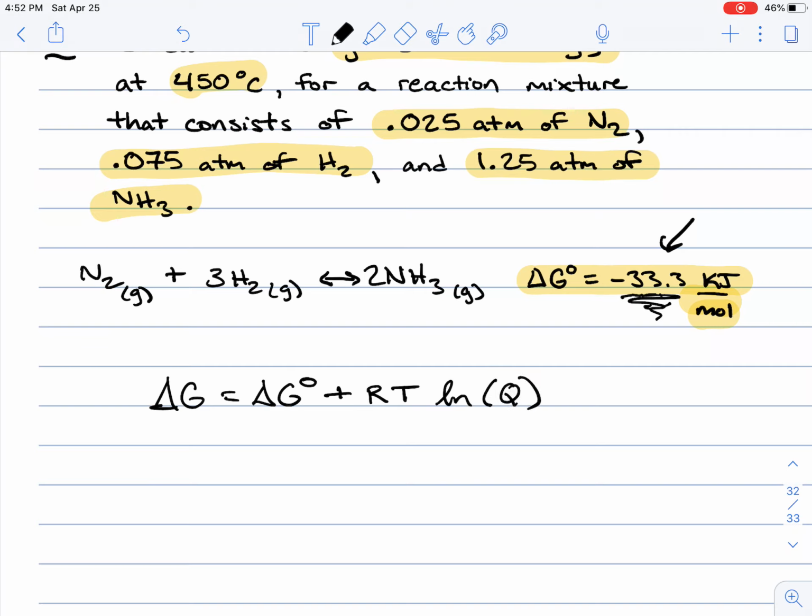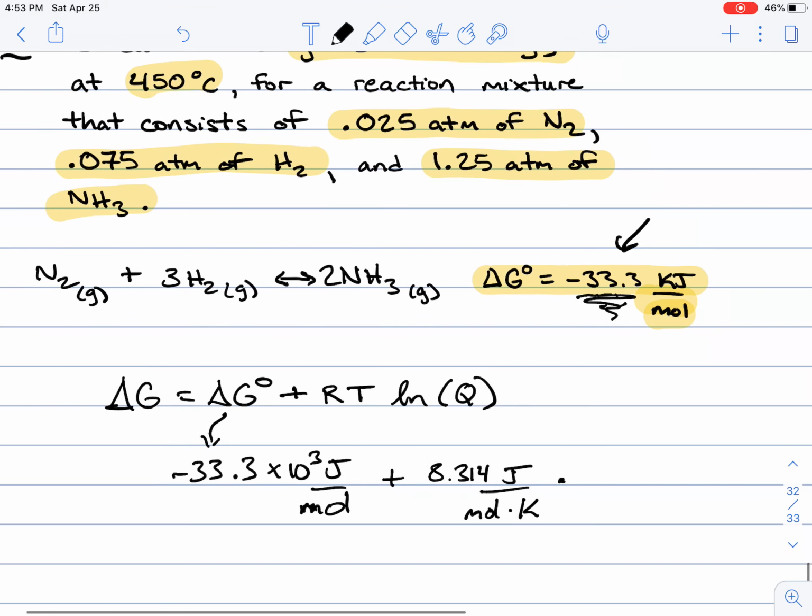Okay. So here we have negative 33.3 kilojoules per mole. I'm just going to go ahead and convert that to joules, so I don't have to worry about it in the future. And then I'm going to add this to R, which is 8.314 joules per mole Kelvin. So notice that my joules match, which is what I want.